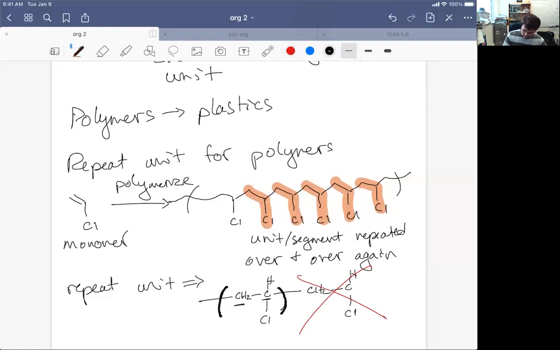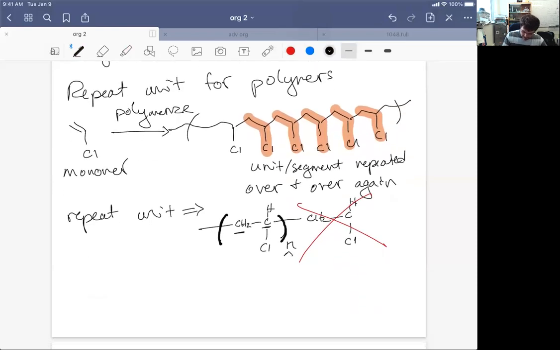And so what I also do is put a little n here that tells me this is repeated n times. N is just some number. It could be 100, which means that repeat unit is repeated 100 times. It could be 1,000. Many times, when we're just showing a quick structural depiction, we just write the letter n. If we know more information about the average molecular weight of our polymer sample, then we could include a specific number there. But quite often, when we're just trying to communicate the structural information, we just write the letter n.